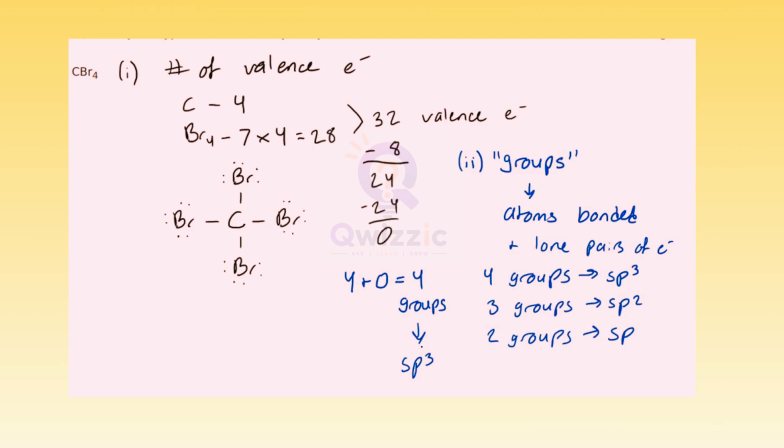So if we have sp3 hybridization, then that is the type of orbital used by the carbon to make chemical bonds. And to answer the last bit of the question, recall that sp3 hybridization means that the bond angle between carbon and bromine is going to be 109.5 degrees. So our Br-C-Br bond angle is going to be approximately 109.5 degrees.